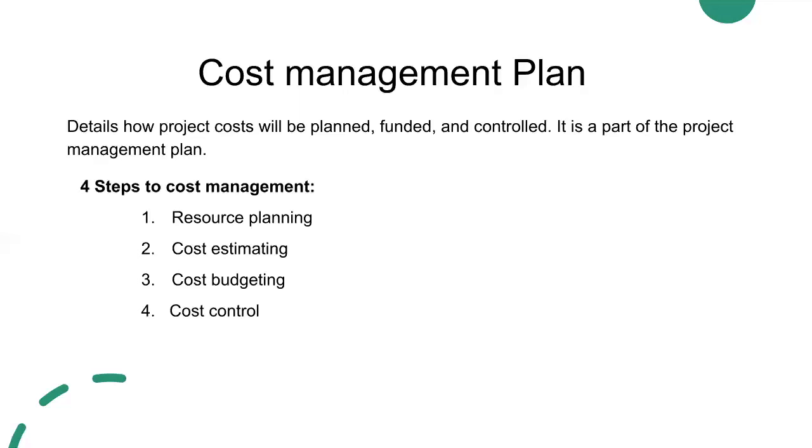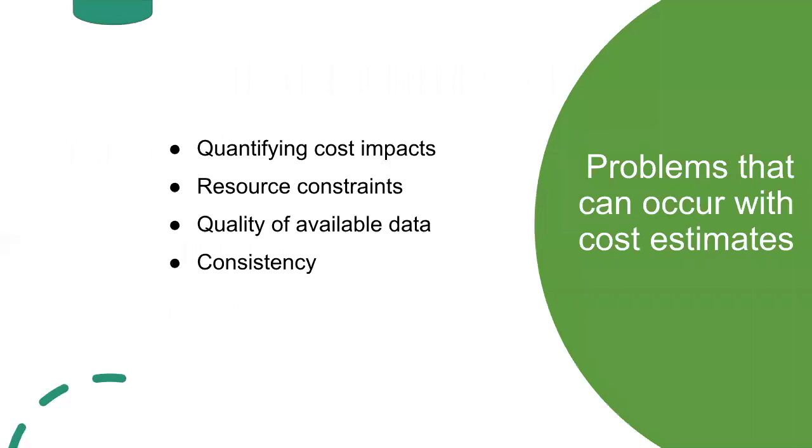There are 4 steps to know for cost management. The 4 steps to cost management are resource planning, cost estimating, cost budgeting, and cost control. Problems that occur with cost estimates. Like other variables in project management, there can be problems that can occur. Some problems in cost management include the following: quantifying cost impacts, resource constraints, quality of available data, and consistency.